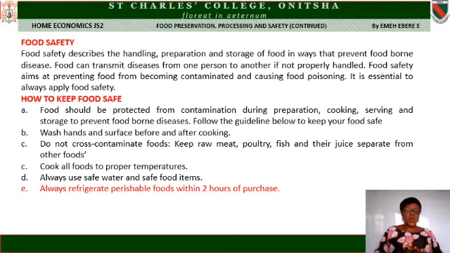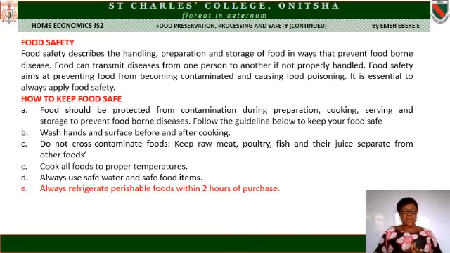The next one is always use safe water and safe food items. Make sure you know the source of the water you're using in the cooking, and make sure that the food items you're using are also safe. Don't use spoiled ones, because when you use those spoiled ones, which already have microorganisms in them, you will become ill after eating them.